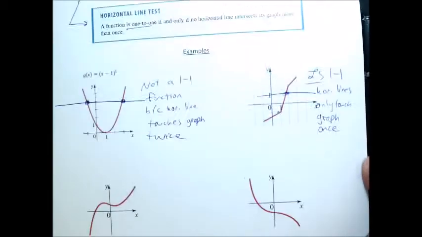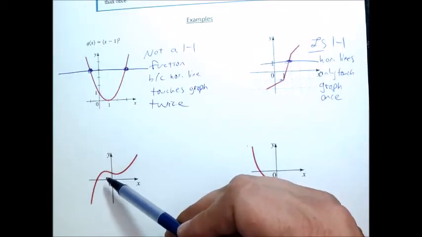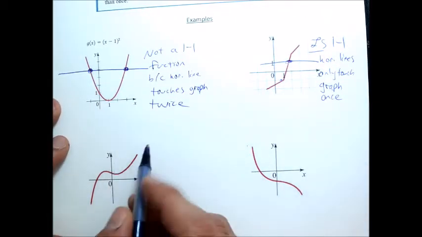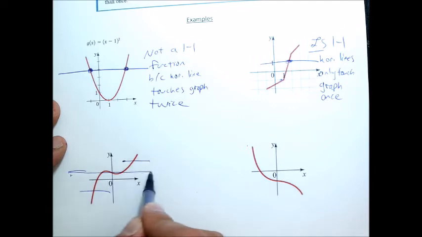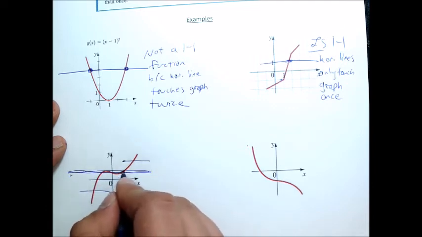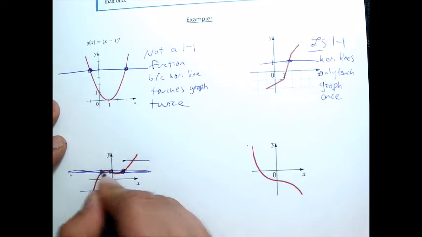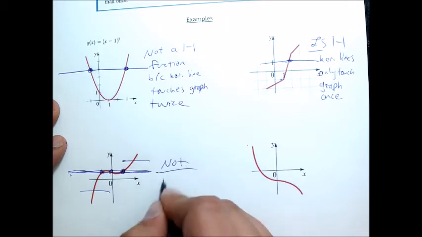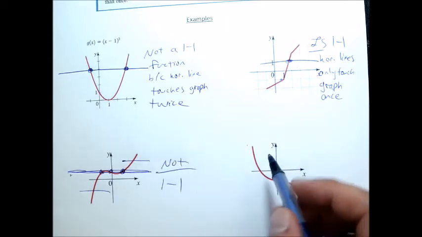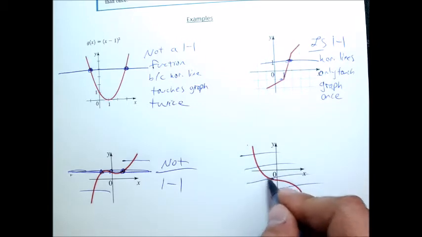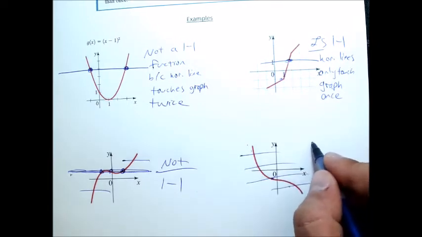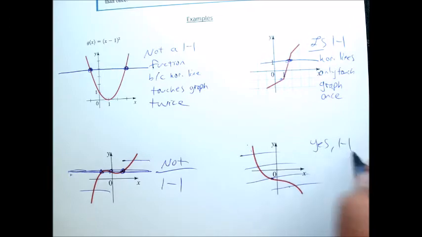All right, what about the next one? Is this one one-to-one? No. Even though we can draw horizontal lines up here and down here that are okay, anyone in this general region is not going to be okay, right? So we would end up hitting it more than once, and this one is not one-to-one. The next one is, because we can draw horizontal lines, it'll only touch one time. So this one is a yes, it's one-to-one.